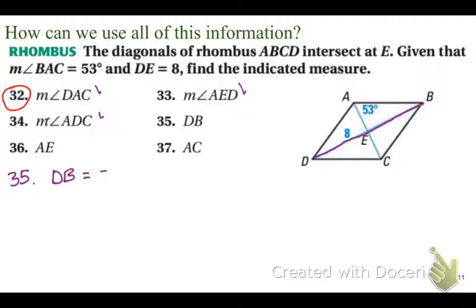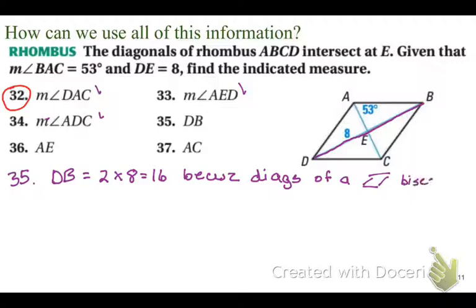So we know DB is equal to 2 times 8, which is 16, because the diagonals of a parallelogram bisect each other. And that's it. You didn't even have to really know it's a rhombus. It was just the fact that it's a parallelogram that allowed us to answer that question. Okay, so let's change colors.